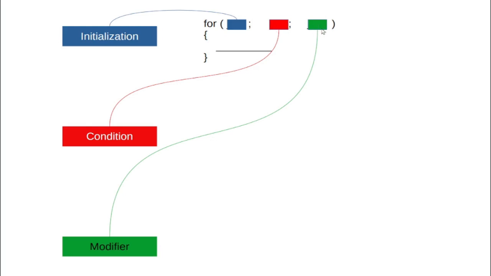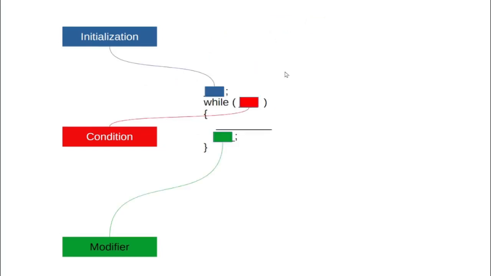Then we have the modifier. This is a complete statement, a kind of assignment or an increment or decrement of some variable. Its value is changed here, and then the condition is checked again to see if it has met the number of iterations that we have decided or not. So this is the first loop that we are going to study, the for loop. And then after that, we will be studying the while loop.